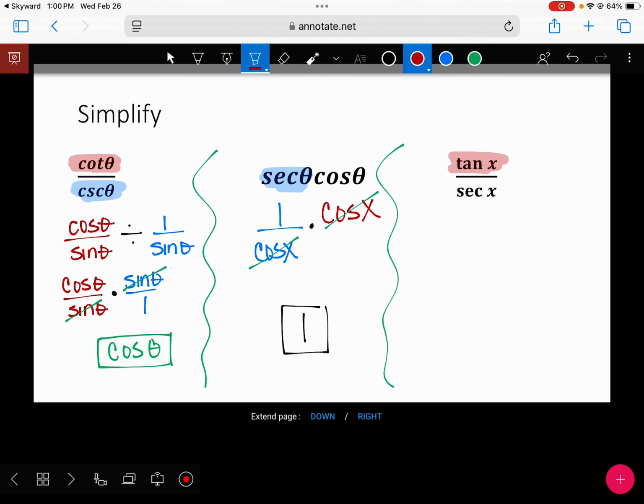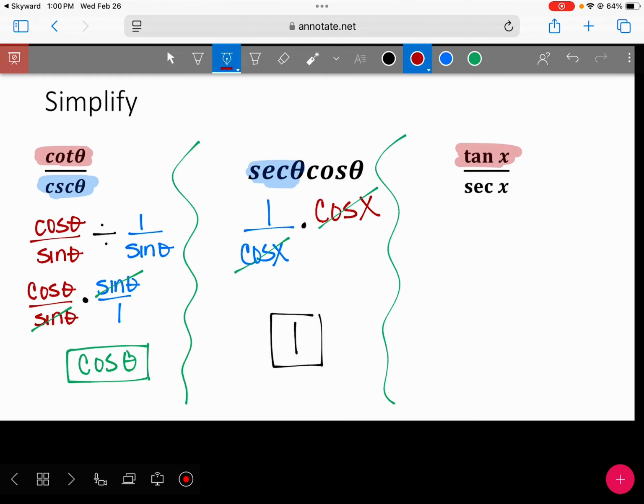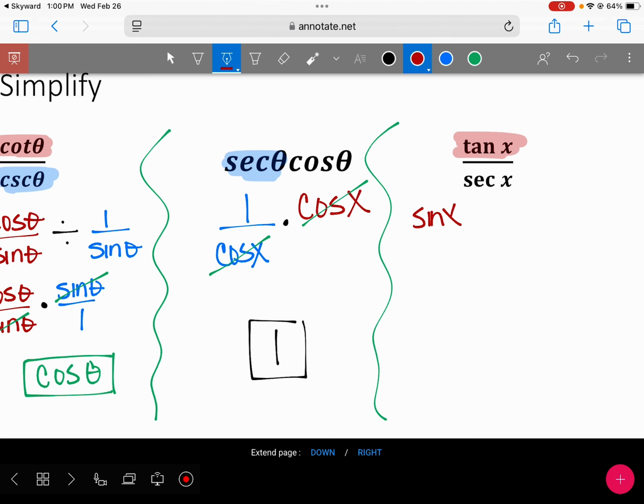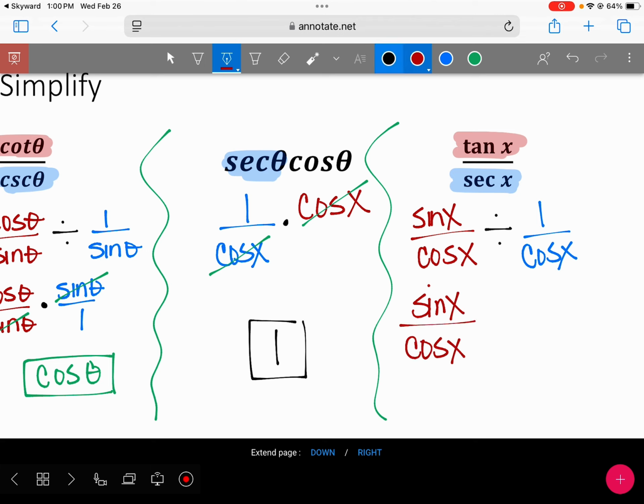All right, so we have our tangent. Tangent is sine over cosine. And that's divided by secant. And secant is 1 over cosine. We do our keep, change, flip. Keep, change, flip. The cosines cancel out. And that is how we end with a sine.